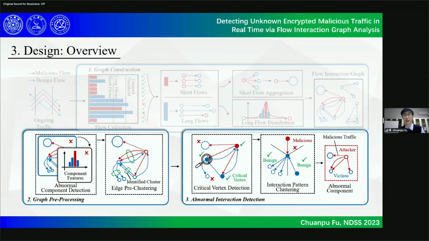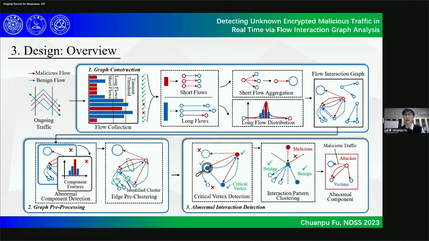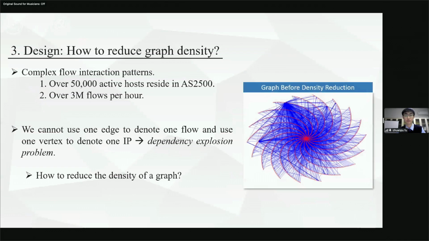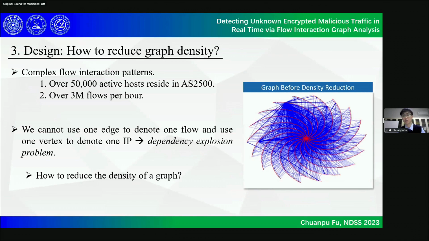Here is the high-level design of our system. Now let's dive into some design details. A challenge lying in efficient graph construction is how to reduce the density of the graph. It's clear that the number of ongoing flows and IP addresses are prohibitively high for graph building. Empirical studies show that there are over 50,000 active addresses in the AS which generate over 3 million flows per hour. And as shown on this figure, using one edge to denote one flow will construct a very dense graph. Apparently, it is impossible to learn such a dense graph, so we cannot use one vertex to denote one address.